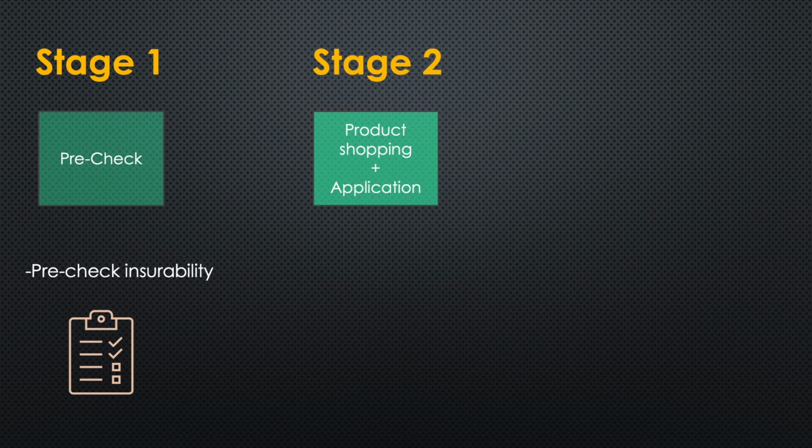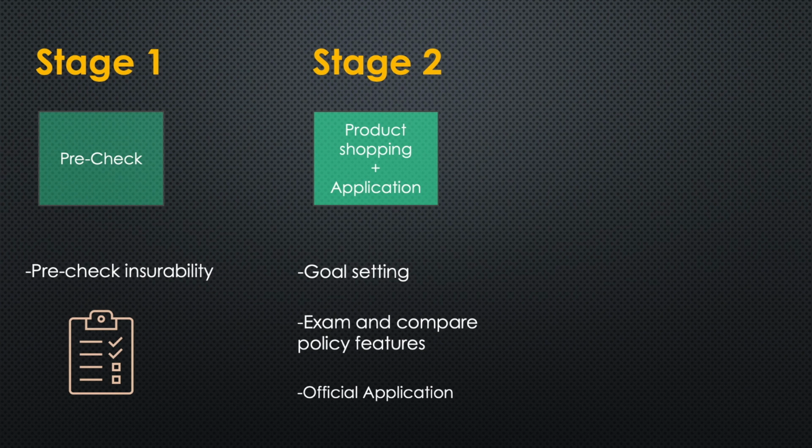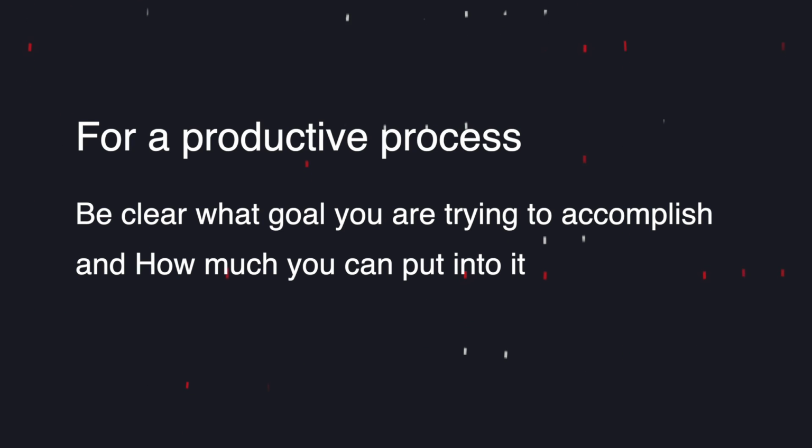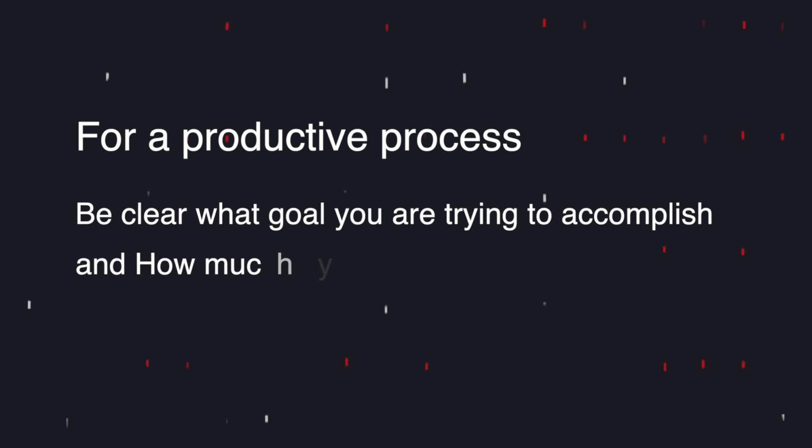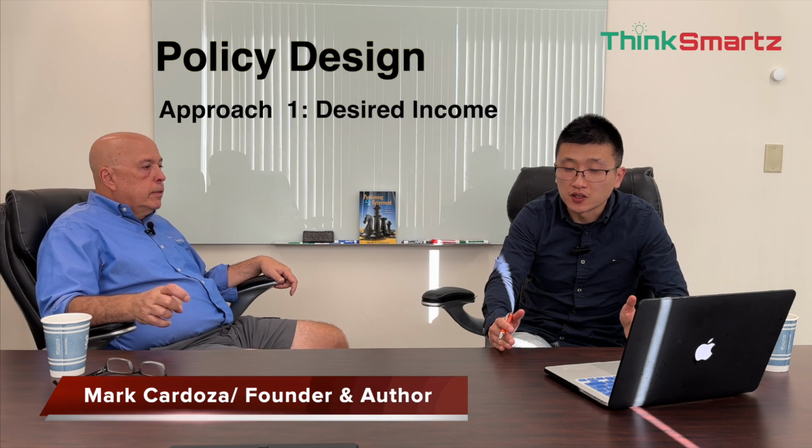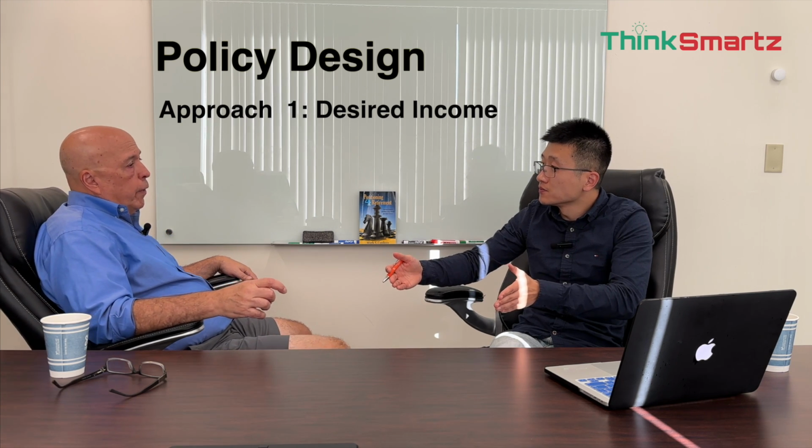When you are pretty certain you can qualify for an IUL policy, it's time to set up the goal and do some product shopping. Knowing what you want and what you have will make this process so much easier. For any individual who wants to use IUL for income, he or she needs to know what their desired income in the future is. You could do it that way.